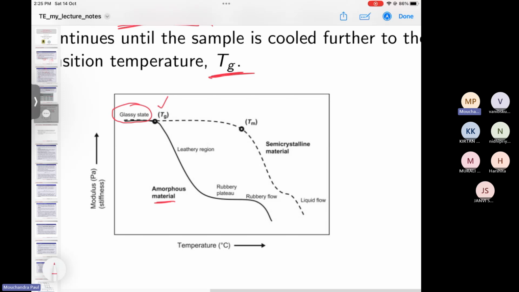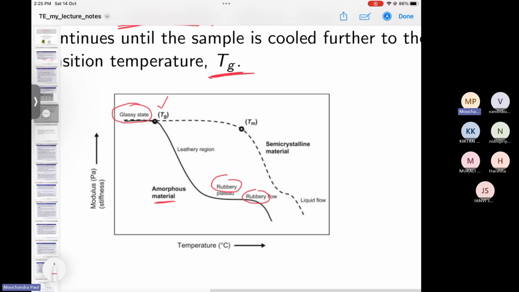But when the temperature is above the glass transition temperature, then the material becomes a rubbery kind of structure, where there is some flow. The material starts flowing. If you give even a small amount of shear, the material will start to flow.